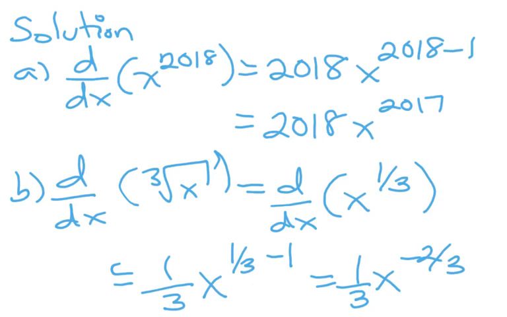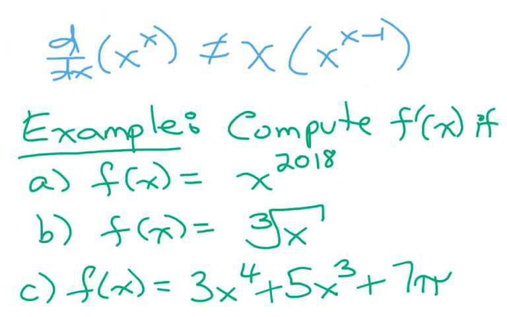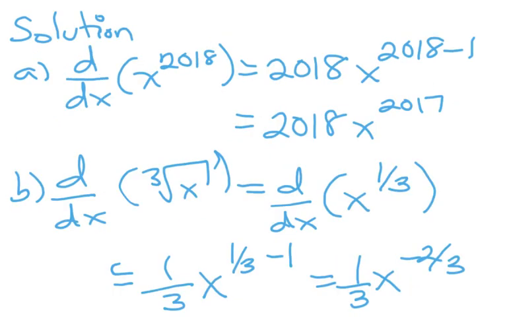All right. As for part C, again, usually we don't need to do it in quite as much detail, but for a first example, we're going to go through every single step. So our function was 3x to the 4 plus 5x cubed plus 7 pi.